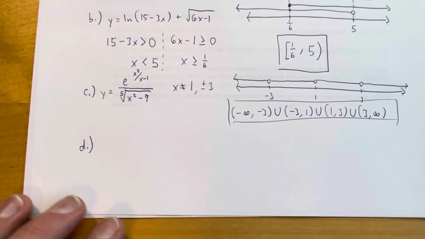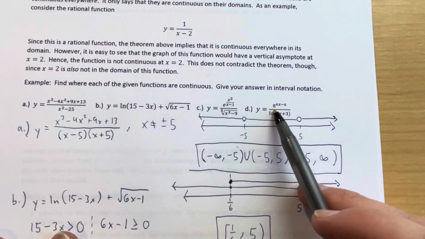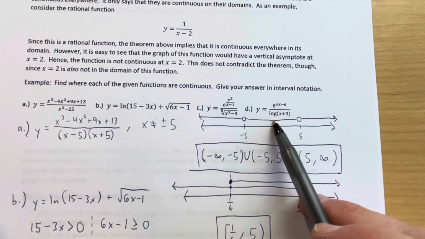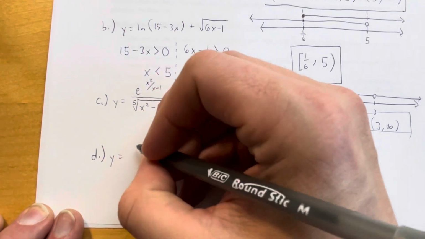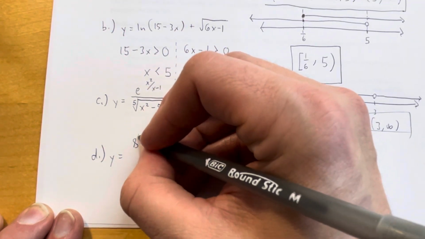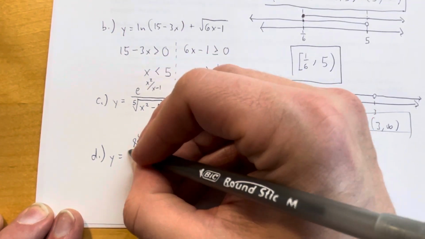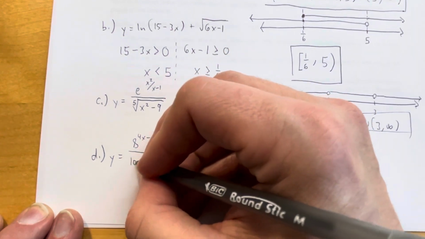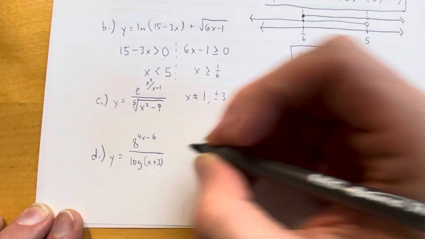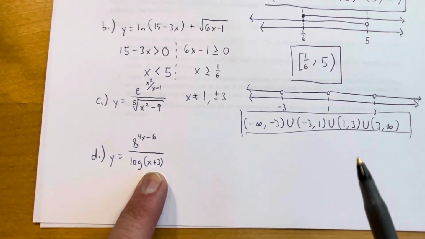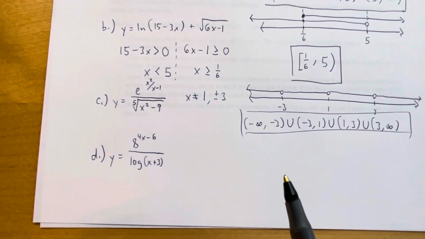D. What can I say about D? All right, so kind of coming back up here. D is this function right here, 8 to the 4x minus 6 over log x plus 3. Let me rewrite that down here so you can see it. 8 to the 4x minus 6 over log of x plus 3. So for this function, where are the issues that I can run into?